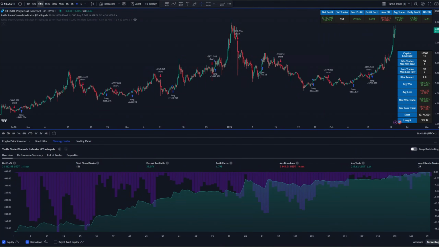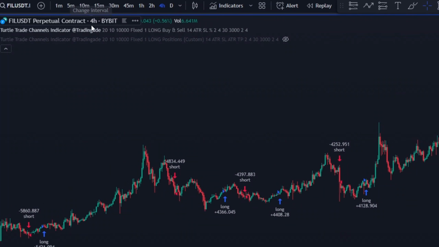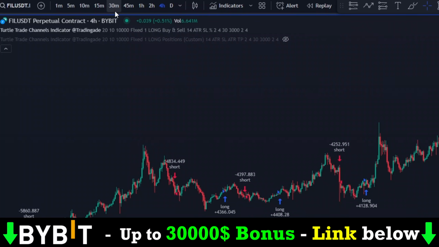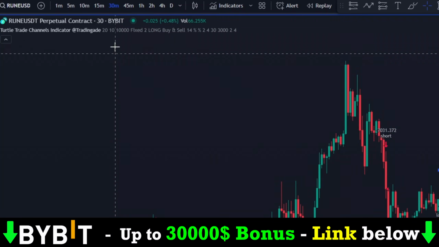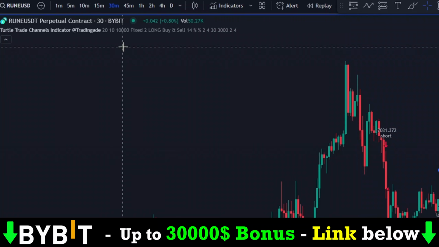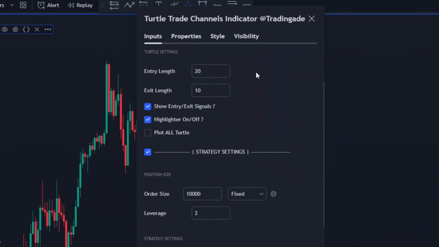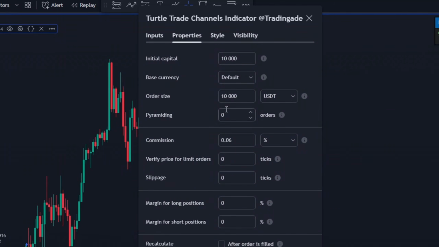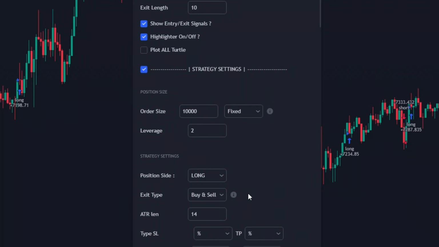This backtest was done on FIL/USDT 4-hour time frame on Bybit exchange. I've done another backtest, always based on buy and sell signals, on a RUNE/USDT 30 minutes time frame on Bybit exchange. Basically I left the same settings, so entry length 20, order size $10,000 with a fixed amount, 2x leverage, commission 0.06%, exit type buy and sell.